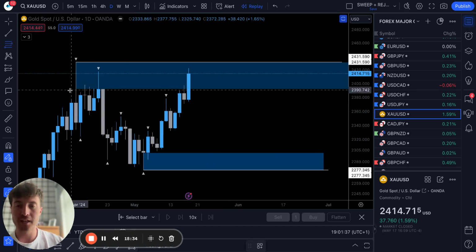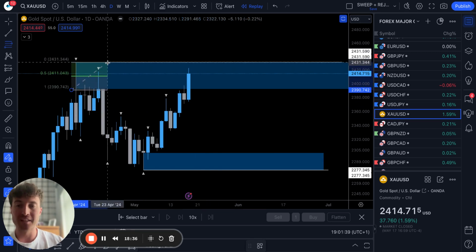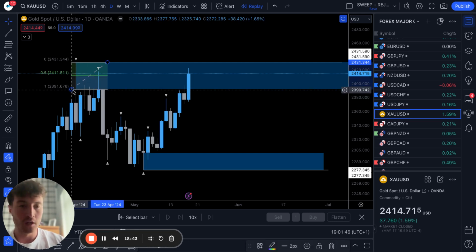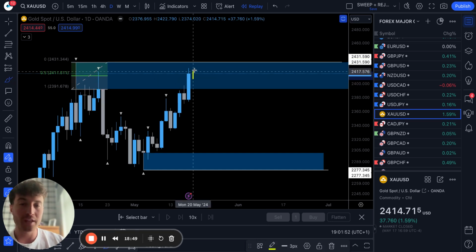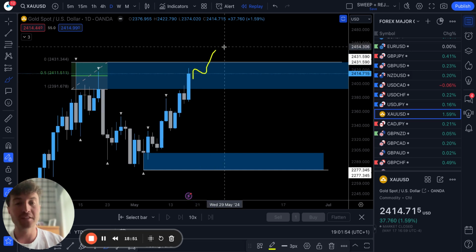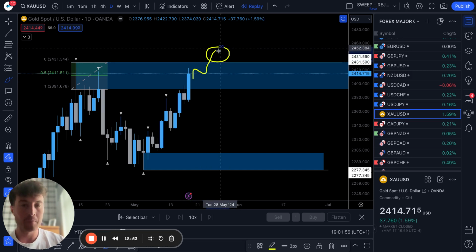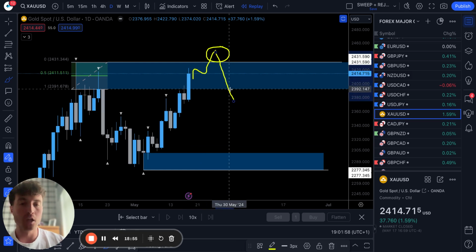So we could maybe take 50% of that zone just to condense that down. However, we would need to see a close below 2390. So what the setup would look like is if we can manipulate these early sellers out of the market, and then we can close below 2390.